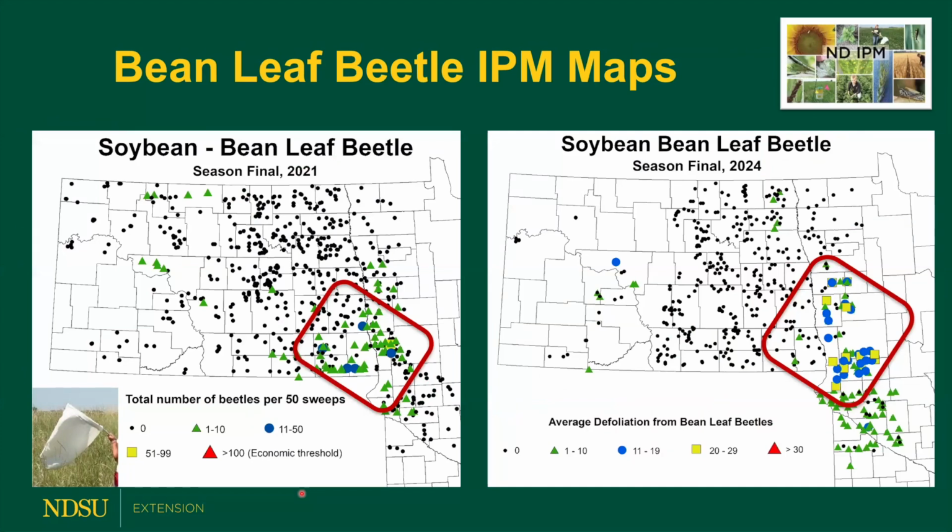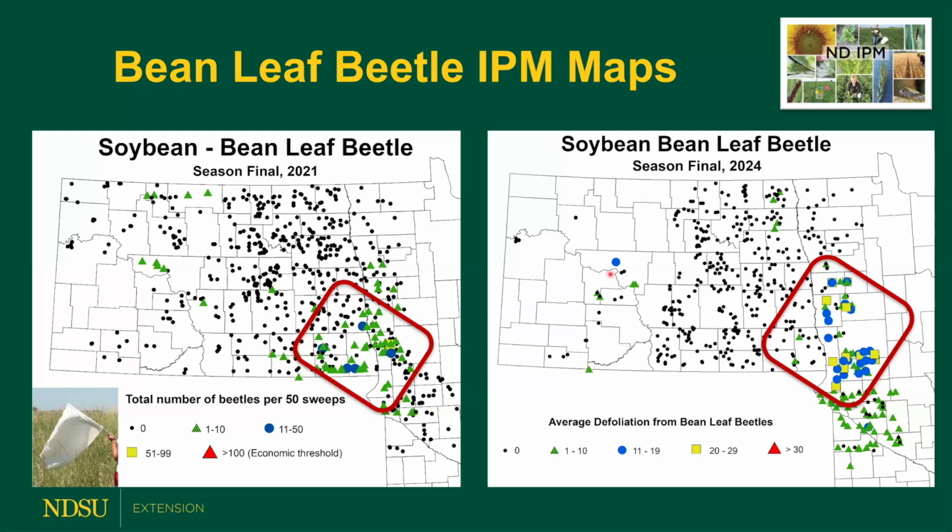So you can also sample for bean beetles using the sweep net, and the threshold would be more than 100 beetles total for 50 sweeps. And then here are the defoliation estimate counts. This is the current year, 2024. So you can see it's fairly high over in Minnesota, and most years we have more in North Dakota as well.